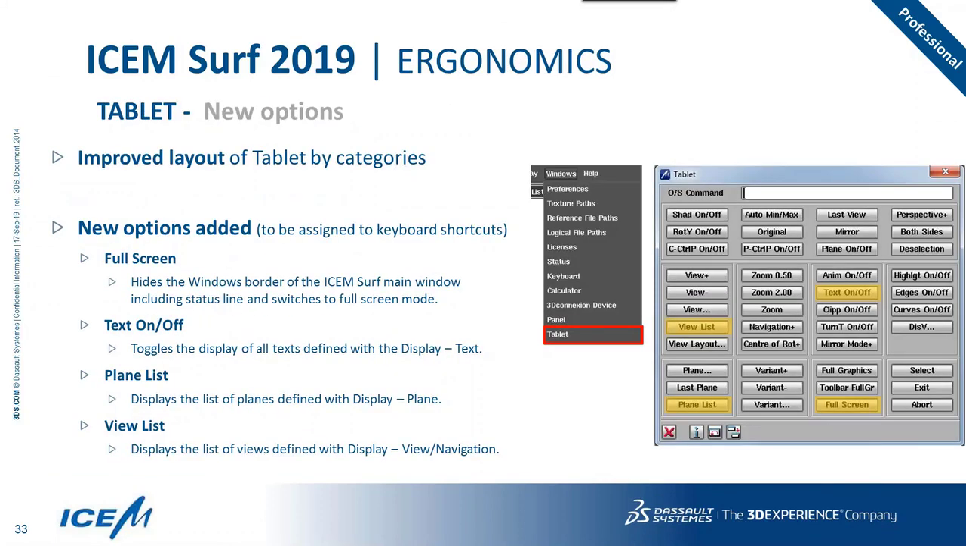All right. So moving into the ergonomics side of the enhancements, we've redesigned the tablet menu to be a little bit more organized. Yes, it's a little bit bigger, but I think it's easier to read and it makes a lot more sense. So we have view-based menus in the middle, variants and planes at the bottom, and at the top we have shading, visibility, switching things off and on. So these buttons are the ones that you can make shortcut keys for. We've also added four new ones highlighted in yellow. You can now assign text off and on, full screen mode, plane list, and view list to a hotkey.